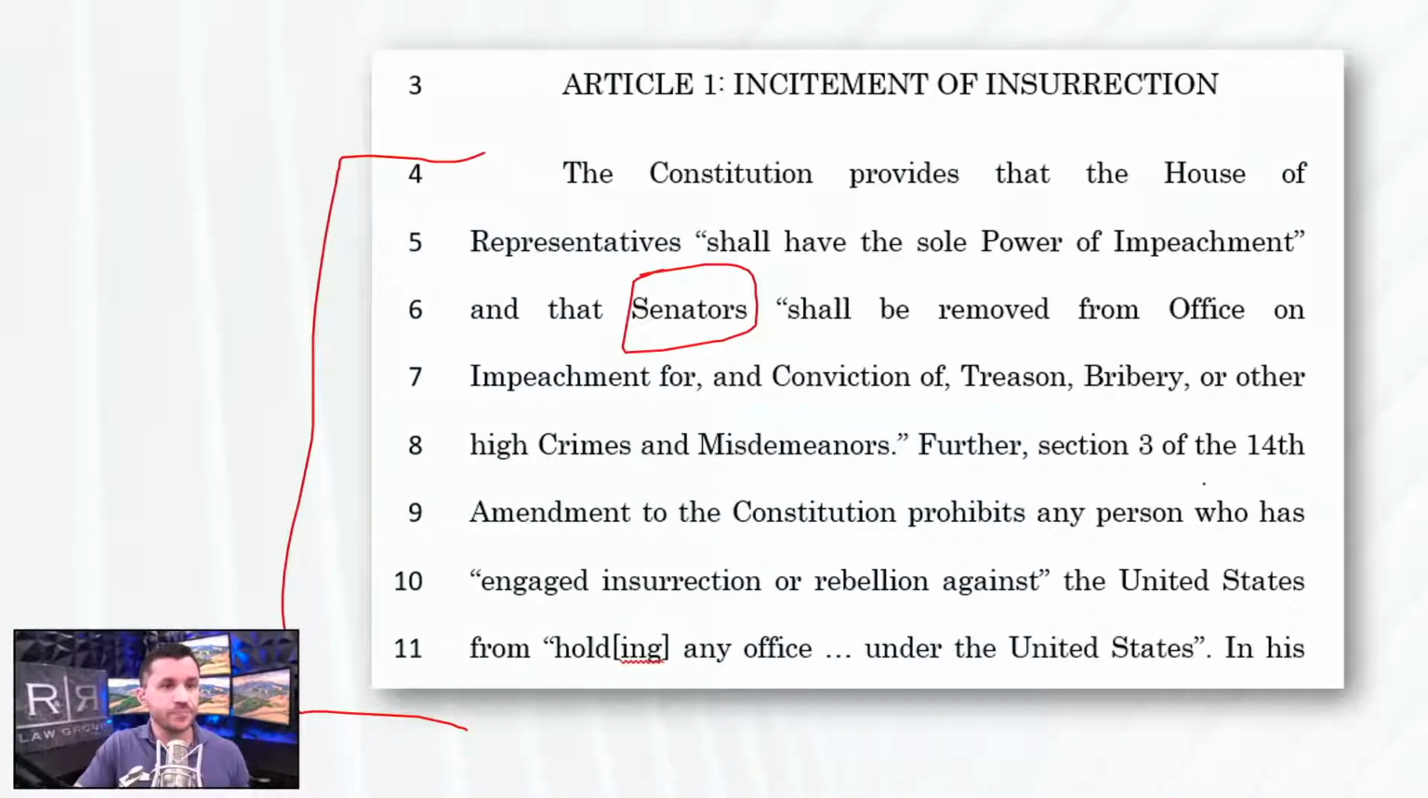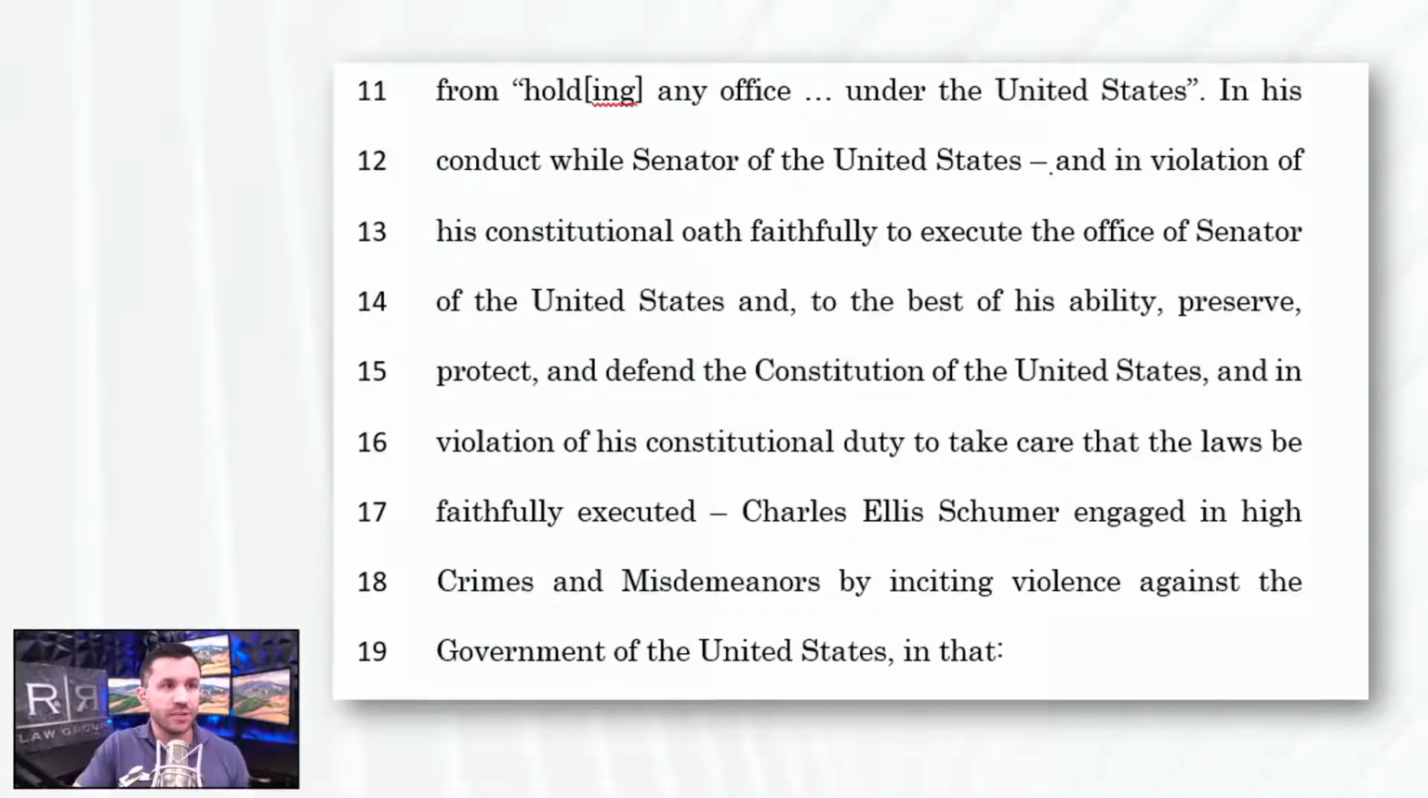Further, Section 3 of the 14th Amendment prohibits any person who has engaged in insurrection or rebellion against the United States from holding any office under the United States. In his conduct while Senator of the United States and in violation of his constitutional oath, faithfully to execute the office of Senator of the United States and to the best of his ability, preserve, protect, and defend the Constitution of the United States, and in violation of his constitutional duty to take care that the laws be faithfully executed, Charles Ellis Schumer engaged in high crimes and misdemeanors by inciting violence against the government of the United States. In that, this is where you get into the language.